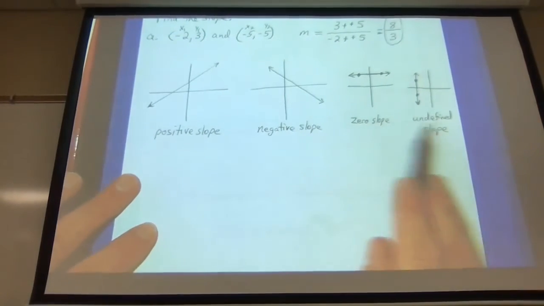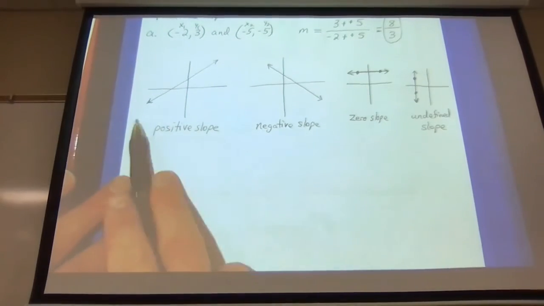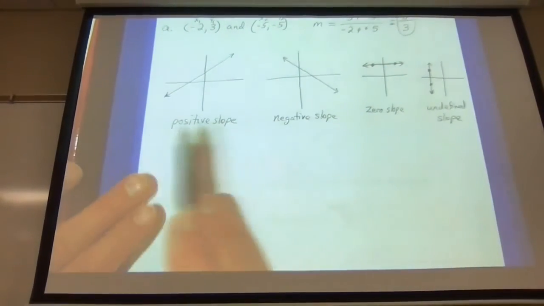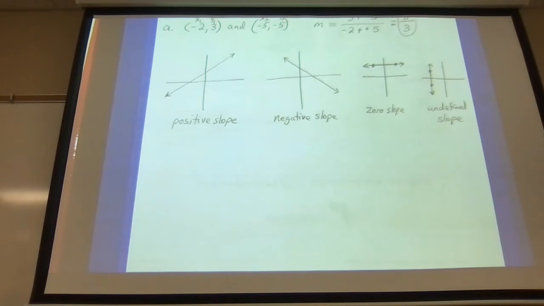So keep those pictures handy. You're going to run into some problems on the homework where they're just going to give you a graph and that's it. They're going to say, what kind of a slope is it? You're going to have to tell them if it's positive, negative, 0, or undefined. Okay, that stuff hopefully was nothing new. Now we're going to get to the stuff that is new.